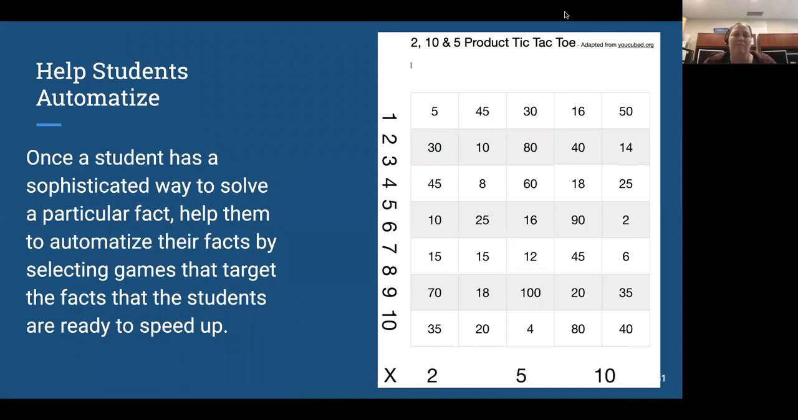This is one of the places. I put games in a lot of places, but this would be a specifically selected game where they would be working on automatizing, in this case, 2, 10, and 5 facts. This is a game that I've adapted from one from U Cubed, which is like a product tic-tac-toe. It's basically like bingo or try to make a line. And I have an example that I made so that you could see how it works.